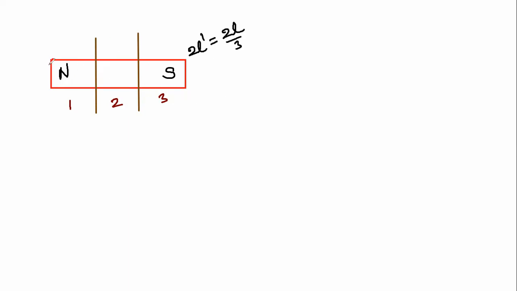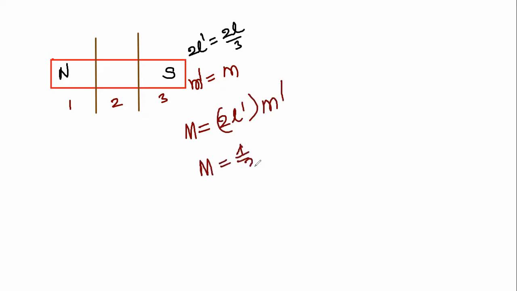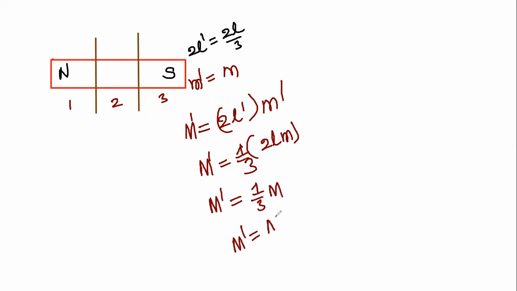What about the pole strength? North Pole and South Pole are there. If we cut the magnet perpendicular to its length, then magnetic pole strength remains the same. Then what is the new magnetic moment of each piece? 2L dash into m dash, that will be equal to 1 by 3 into 2L into m. That means the new magnetic moment of each piece, M dash, is equal to M by 3.